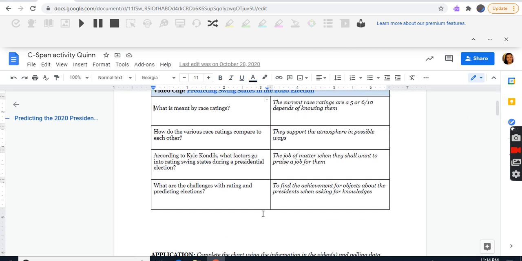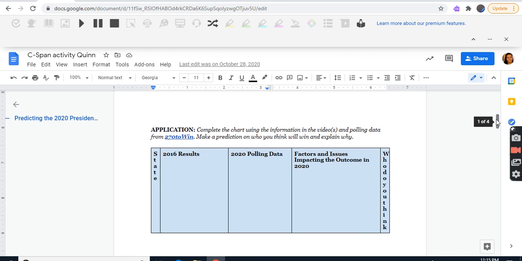What is meant by race ratings? How do the various race ratings compare to each other? According to Kyle Kondik, what factors go into rating swing states during a presidential election? What are the challenges with rating and predicting elections?